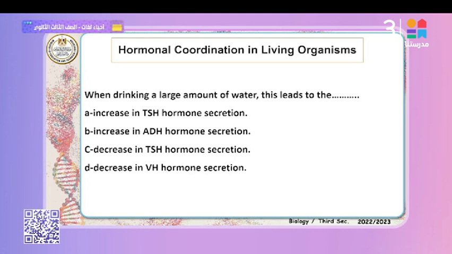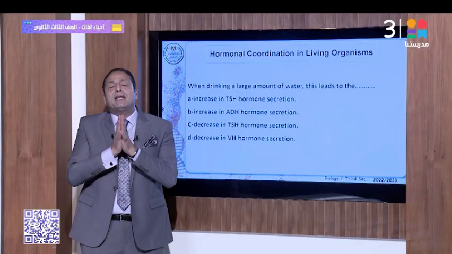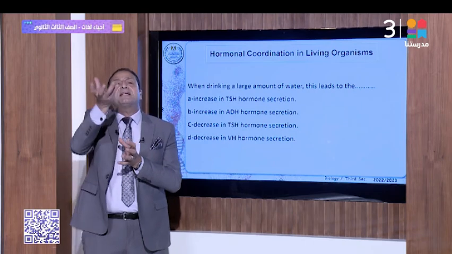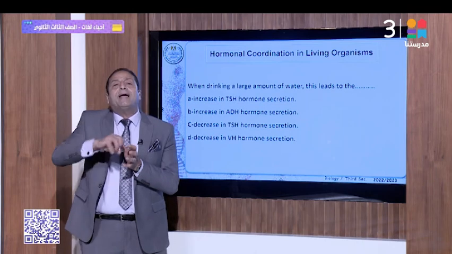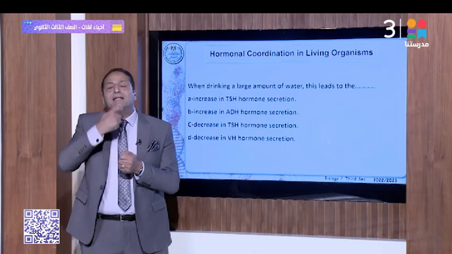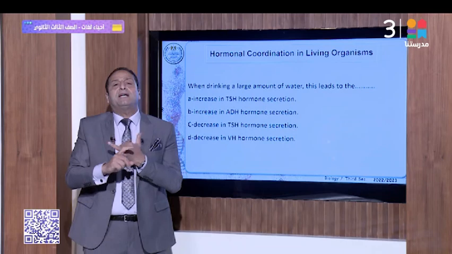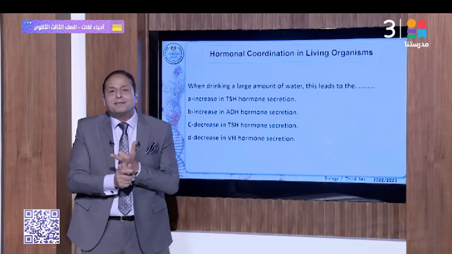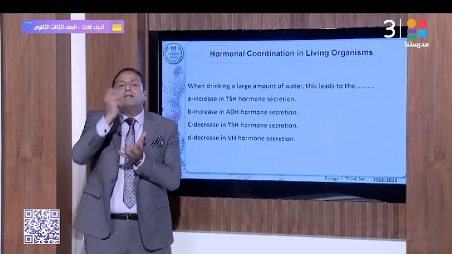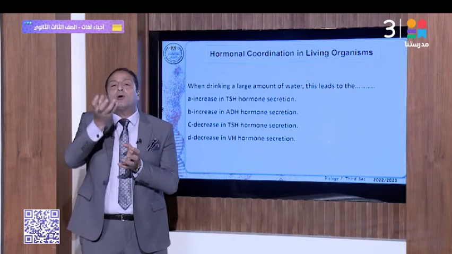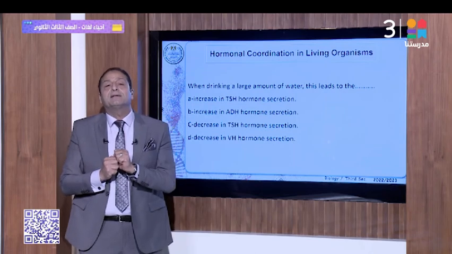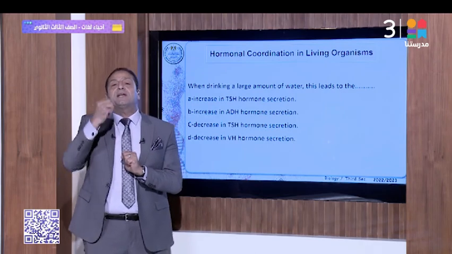Why? These hormones, ADH or vasopressin, increase secretion when the osmolarity of the blood increases. That means the water is low in the blood, for example by intake of salty fish. A large amount of salt increases the osmolarity of the blood, so the amount of water decreases in the blood. These hormones are secreted less when the osmolarity of the blood decreases.